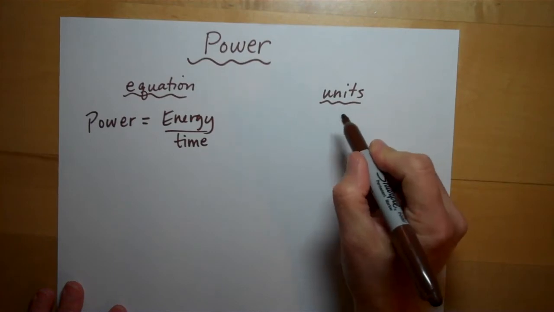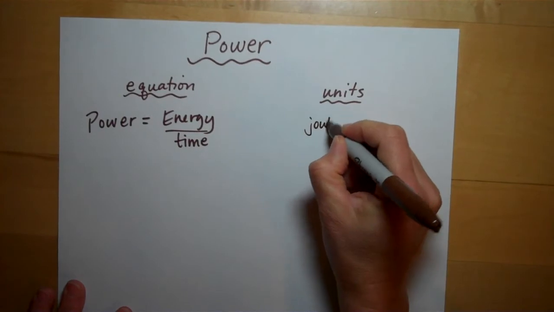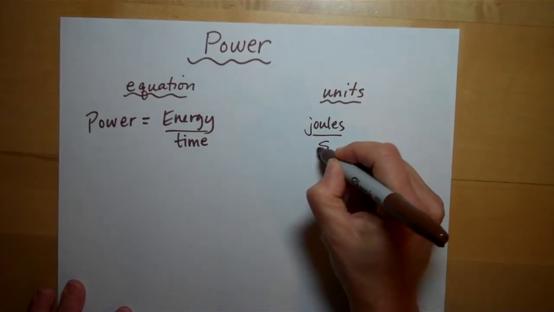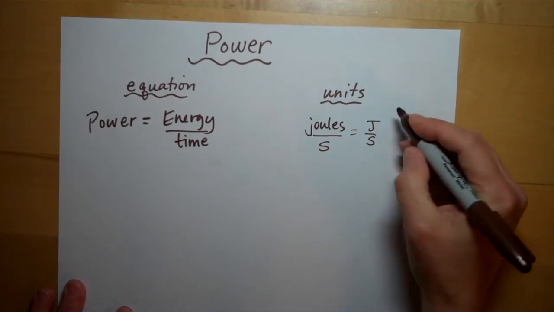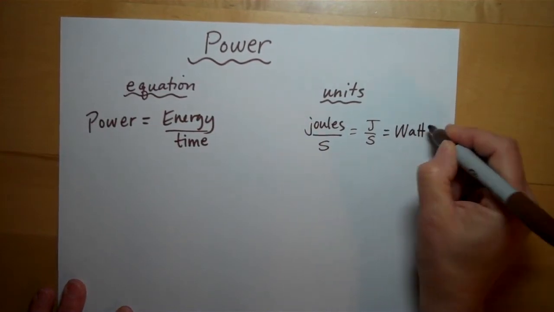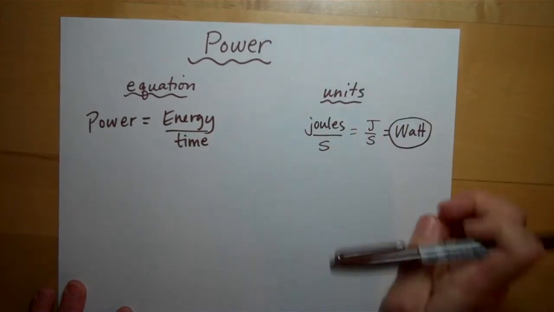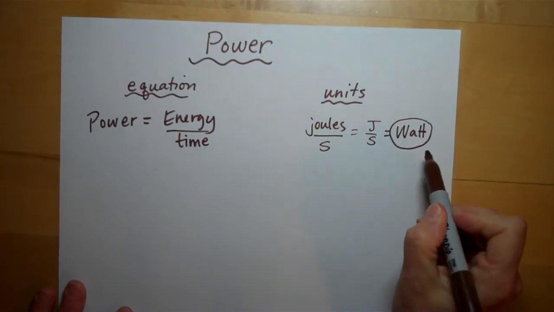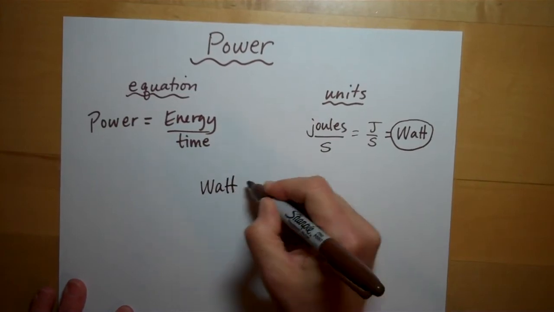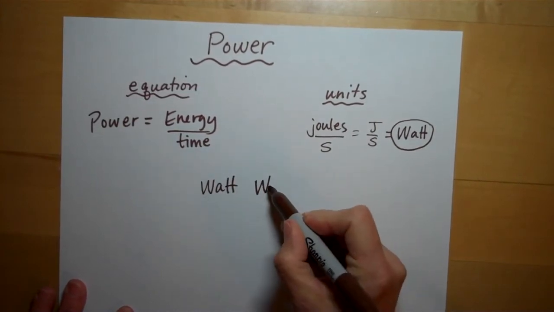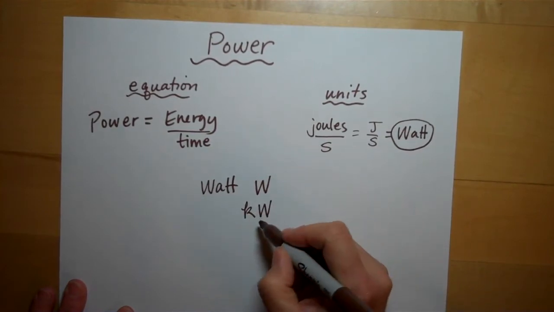Units for power typically are, a common unit of energy is joules, and a common unit of time is seconds. So you're talking about joules per second, and a joule per second is a watt. So this is the unit for power that we're going to talk about. And of course a watt can be abbreviated W. It's not very much. We'll often talk about a kilowatt.